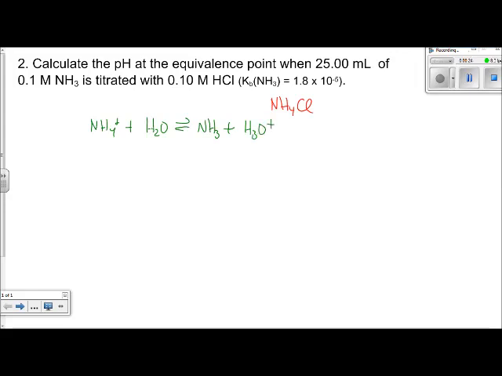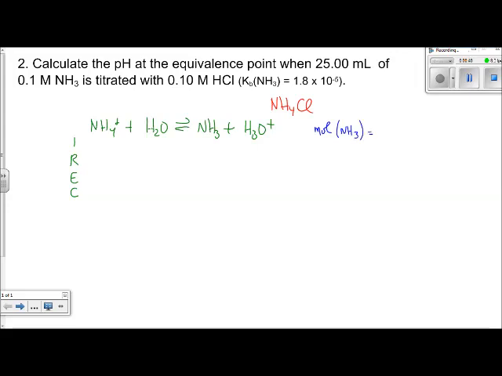So you need to write the chemical equilibrium for that. And then, of course, you want to fill in the ICE table. And for that, you need to know the number of moles of salt that you have. Moles of salt would be equal to the moles of base that you started out to neutralize.